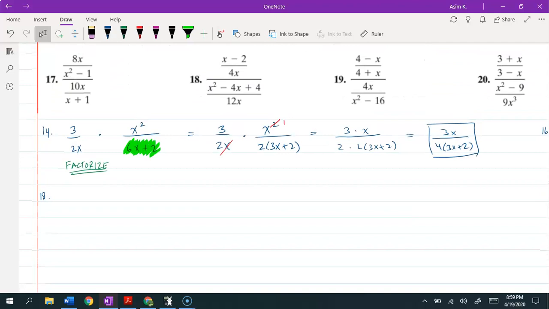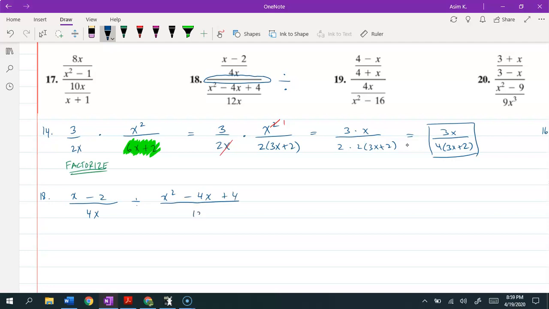So having said that, basically this right here is that division symbol, okay? That's actually where it came from, that division symbol. And so it serves as that division symbol. So when I write number 18, to save time, I'm going to write down x minus 2 over 4x, divided by x squared minus 4x plus 4, and that is divided furthermore by 12x.